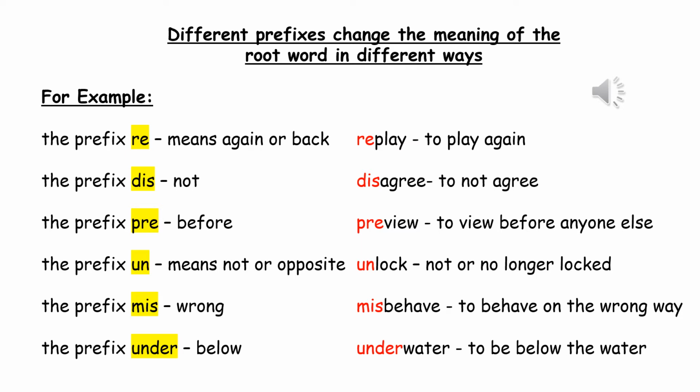The prefix mis means wrong, so misbehave, to behave in the wrong way. I'm sure that's none of you. The prefix under means below, so underwater, to be below the water. So press pause if you need to jot all these examples and notes down.